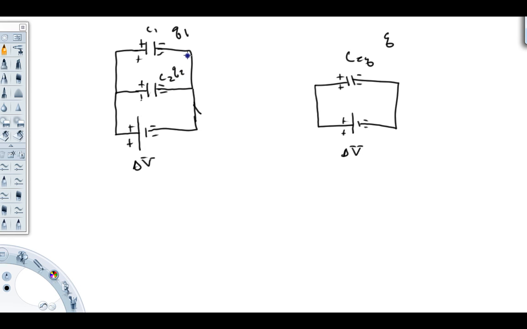Again, the idea now is, can I find a single capacitor that would be equivalent to this combination in parallel? And that's what this represents in this picture. So the million-dollar question is, how do we find C equivalent?